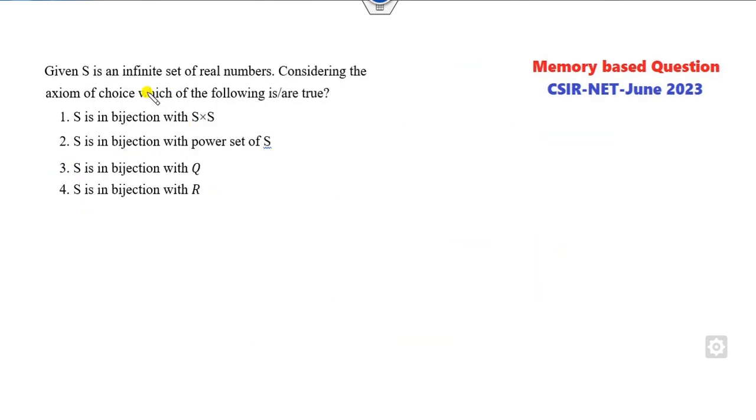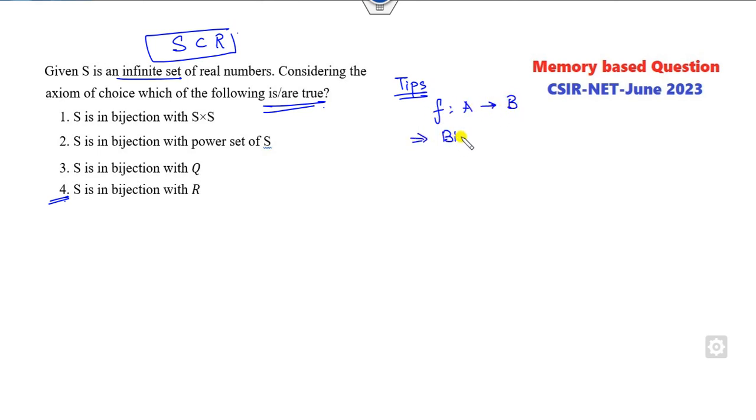Okay, let S be an infinite set of real numbers. Consider which of the following is true. So we can start from here. So what is the tip? As I mentioned in my previous questions, if f is a mapping from A to B, how can you prove that it's a bijection? If the function is not given to you, then you can check their cardinality. If both cardinalities are the same, then the function is bijective.